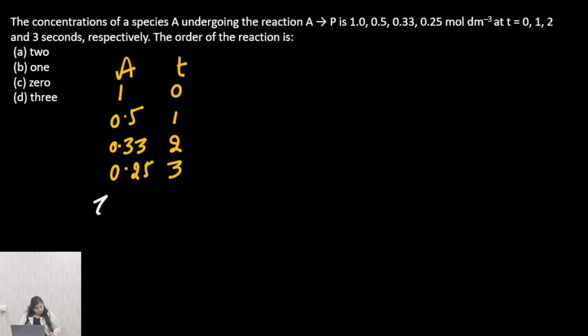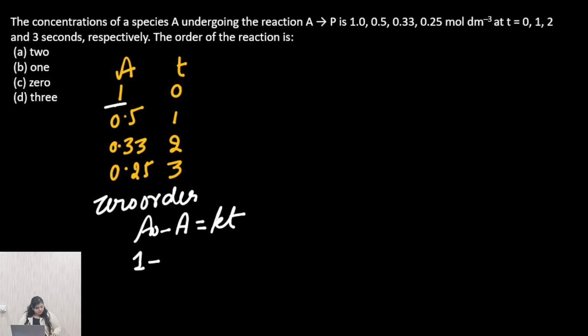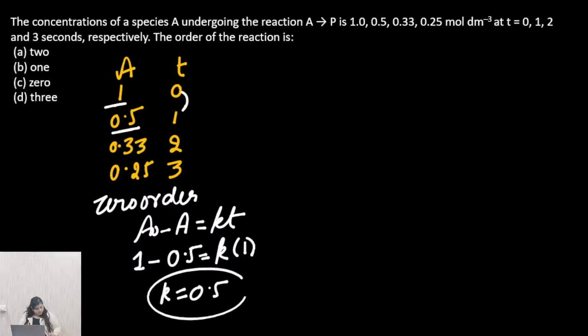So firstly, for the zero order, A naught minus A is equal to Kt, the integrated expression. Here A naught is the initial concentration, 1.0, and the remaining one we have is 0.5. This is equal to K times the time period, which is 1 second. So the rate constant K is coming out to be 0.5, right? Whereas for the second data, if I include it for the zero order, again A naught minus A is equal to Kt.